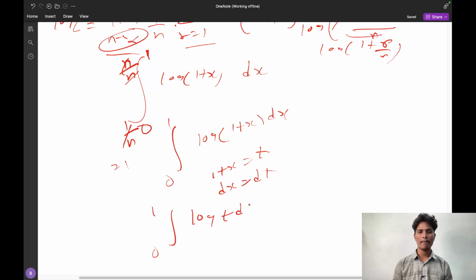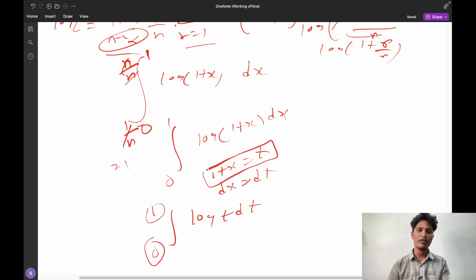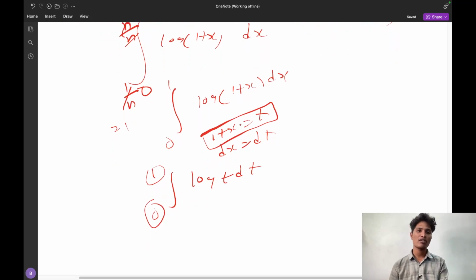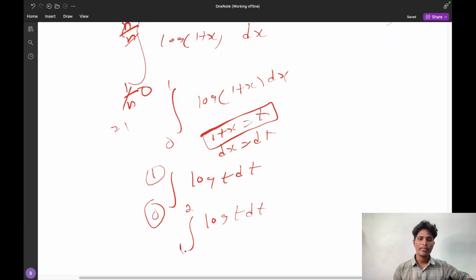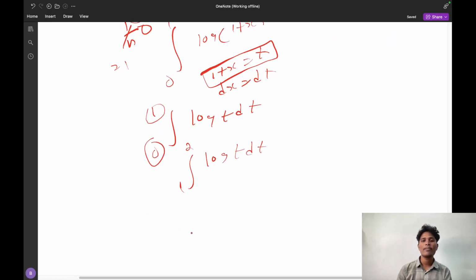So what I will get, integral log t dt. But the limits are also going to change because we took the substitution 1 plus x is equal to t. So in the place of x we have to substitute 1. I will get t equal to 2. So this is integral from 1 to 2 of log t dt. Now what is log t integration? Log t integration is t times (log t minus 1). The integration is this one, and I have to substitute the limits 2 and 1.